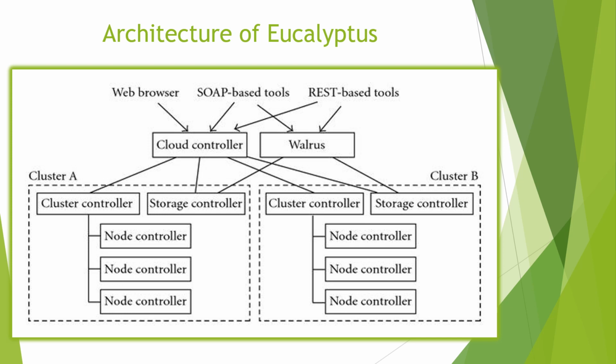The cloud controller and Walrus interact with the web browser further, and also with the SOAP-based tools and REST-based tools. These are the two API styles that approach the question of data transmission. We have already discussed the components in detail in the previous slide, so hope you understood the architecture.